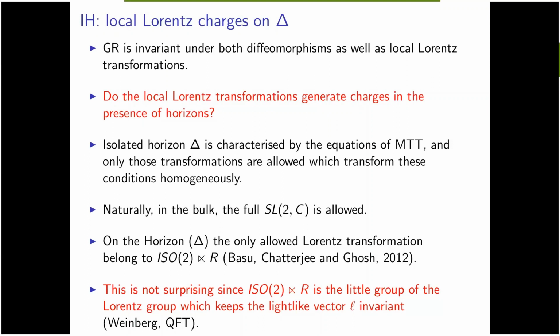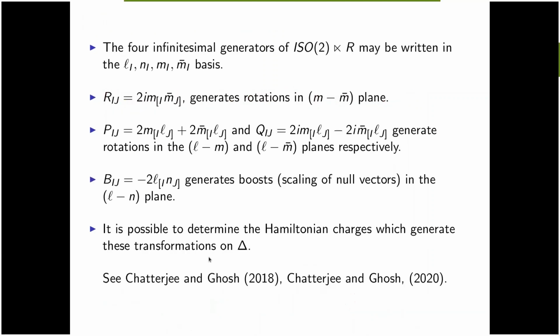So what are the charges for these? Gauge theories don't have charges. The charges corresponding to gauge are zero. But when the black holes are there, they are boundaries of space-time. And on the boundaries of space-time, gauge theories can give rise to such charges. And those charges that one can have are basically obtained from vector fields which form this group ISO(2) cross R.